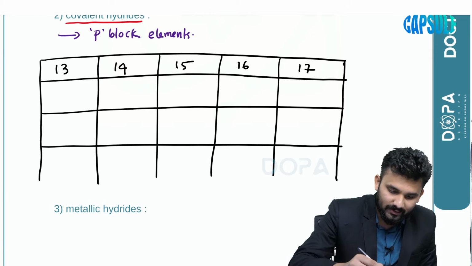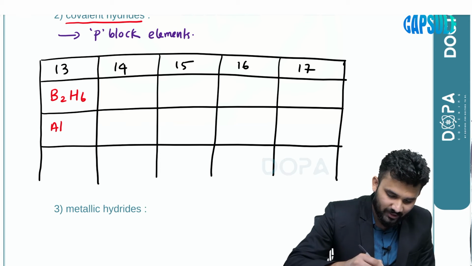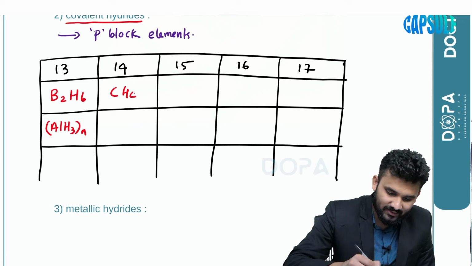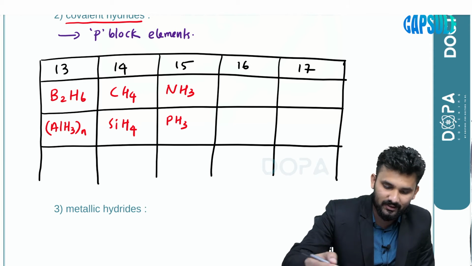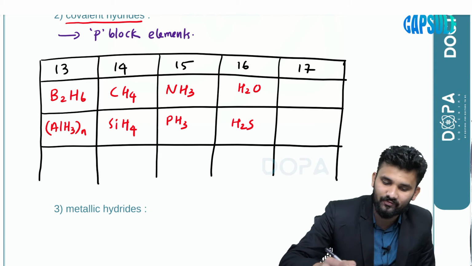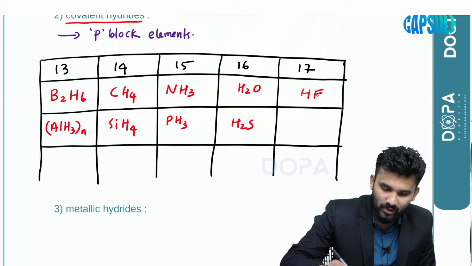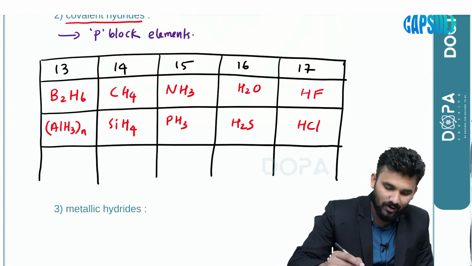In the 13th group, the first element is boron. The hydride is B2H6, that is diborane. After boron, then aluminium, AlH3 n times, that is alane. Carbon gives methane and silicon gives SiH4, that is silane. Nitrogen gives ammonia, that is azane. Then phosphorus gives PH3, that is phosphane. Oxygen gives water, sulfur gives H2S, that is sulfane. Then fluorine gives hydrogen fluoride, then chlorine gives hydrogen chloride. These all are examples of covalent hydrides.